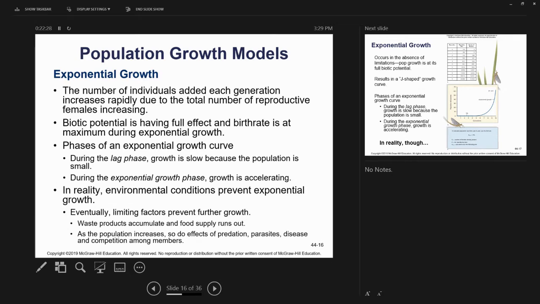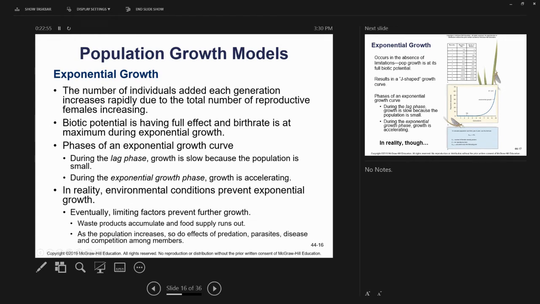Biotic potential is having the full effect. That means everybody reproduces as much as they can. So if I start out with 2 individuals, they're going to reproduce. I'm going to have 4. Those 4, we're going to have 8. 8 are going to have 16. 16 are going to have 32, 64, 128. So every generation I get more and more and more individuals at our maximum possible rate.